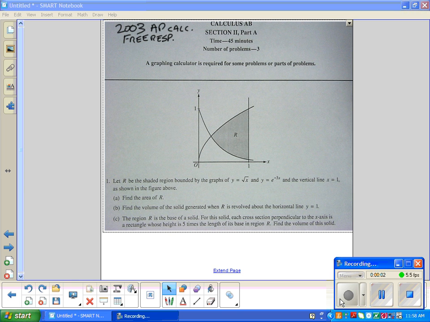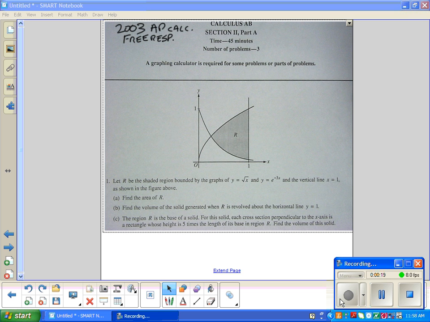This is the 2003 AP Calc free response, question 1. Thus it's a calculator problem. It says right at the top, graphing calculator is required for some parts of the problem. All right, we have to start by seeing if there's a graph here.